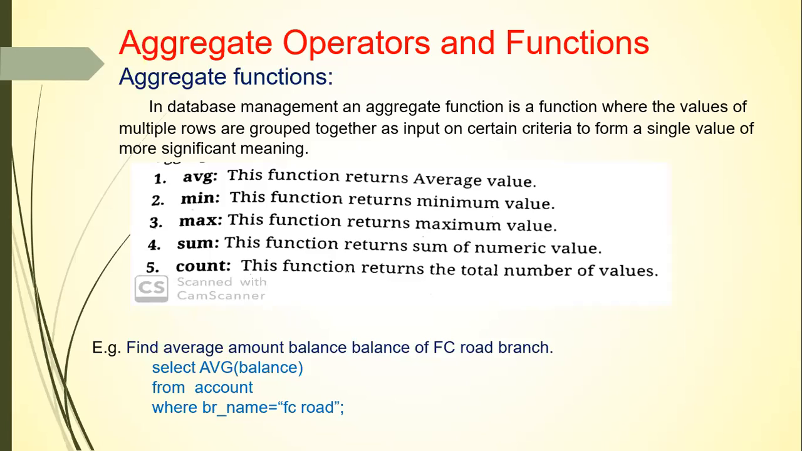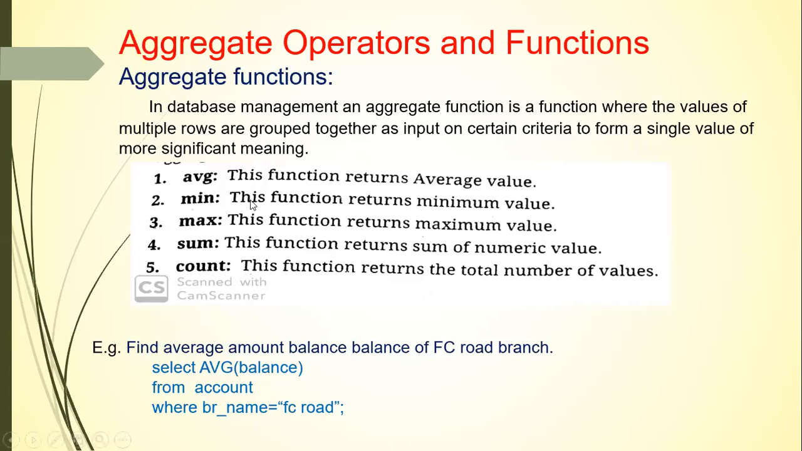Here we consider the first function, the average function. AVG returns the average value, so we can calculate the average of 10 numbers. As an example, consider the average balance of account: we calculate the average balance from the account where branch equals F0. We consider the bank system database from the previous section. Here the average function calculates the average value.